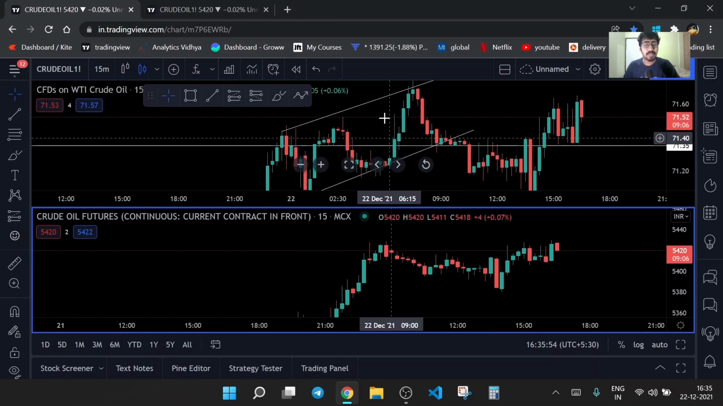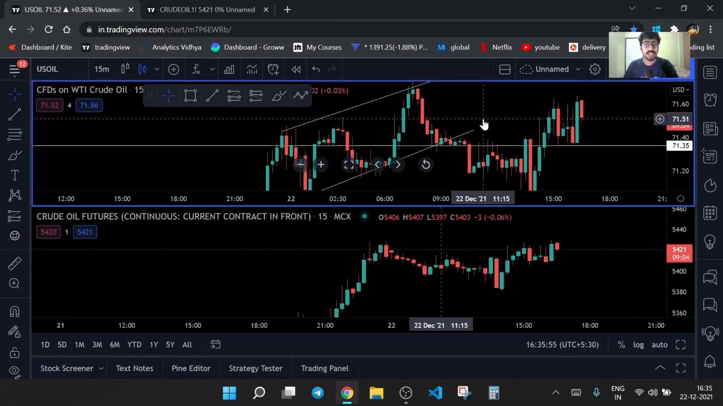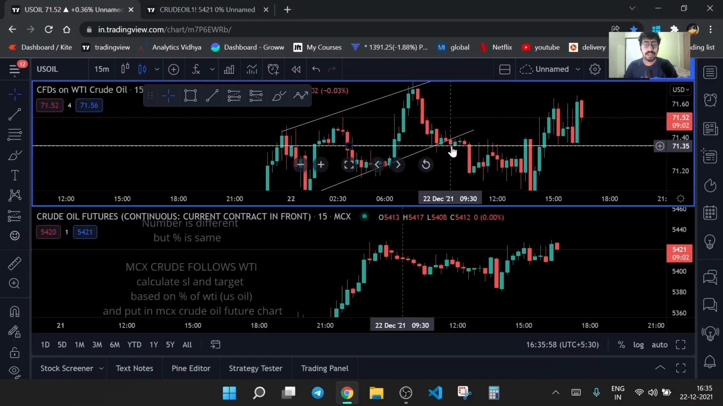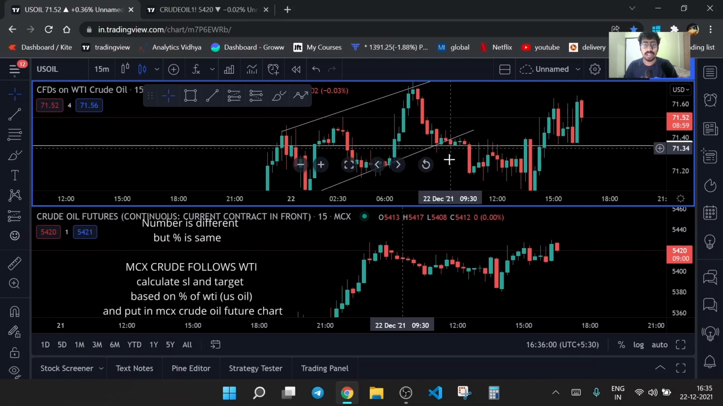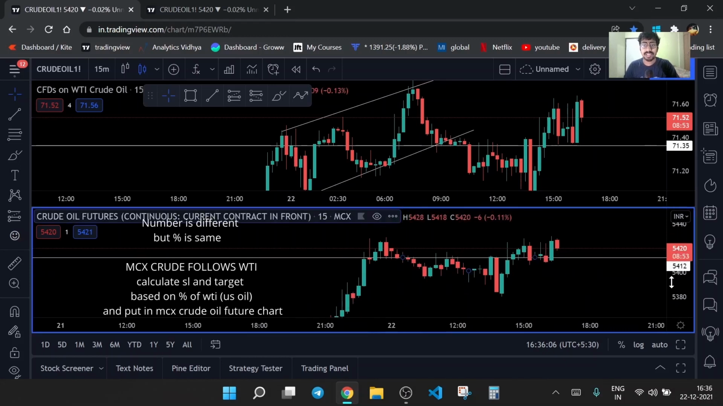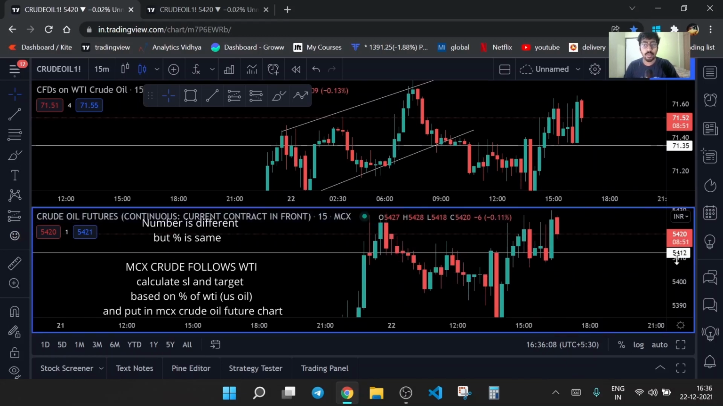It is very simple. You're just going to follow the US oil chart, and if the breakdown has happened at 9:30, you can look at where the 9:30 candle is, somewhere at this level. So you are going to short at what level? In the MCX chart, your shorting level would be 5412.